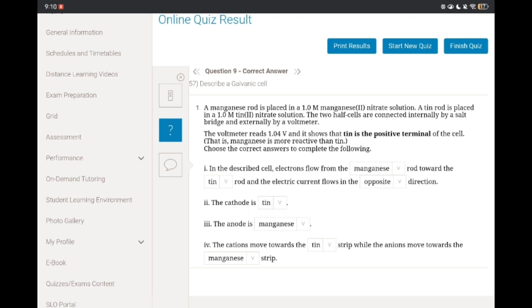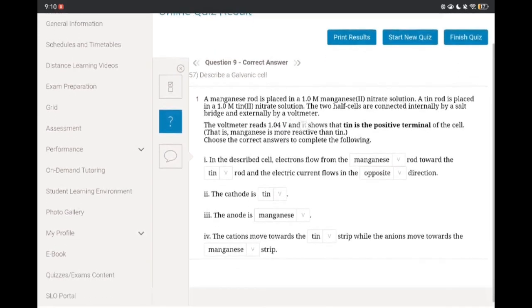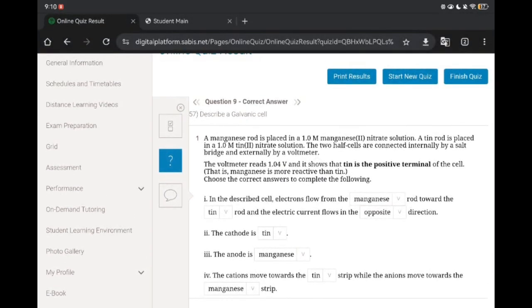So you have to remember, electrons flow from anode to cathode, and current flows the opposite direction. You can just remember current and cathode, they both begin with C. I don't know. Remember however you want. So you always need to remember that. And the more reactive one is going to be the anode.